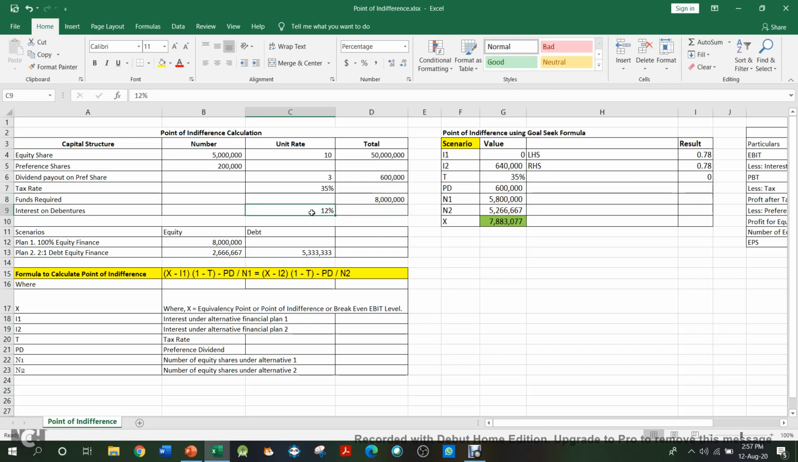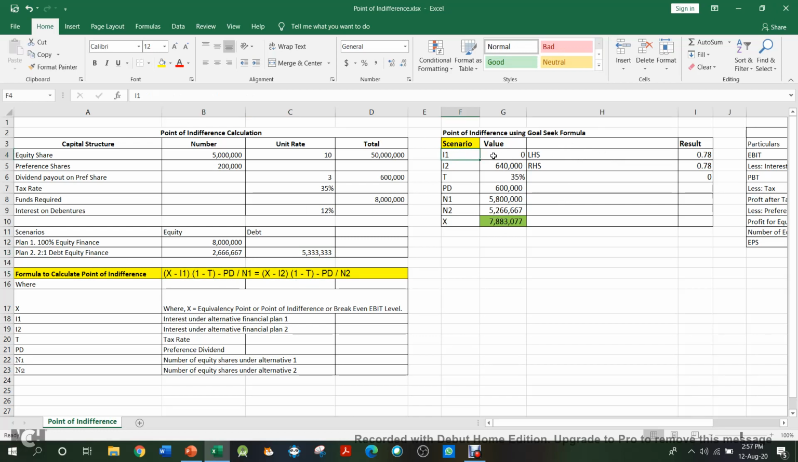This is your interest on debentures. So let's assume two scenarios. First scenario is that you want to do 100% equity financing, and in the second scenario you say 1/3 is equity and 2/3 is debt. So I plot all these data from the formula perspective here. This is the formula to derive my point of indifference.